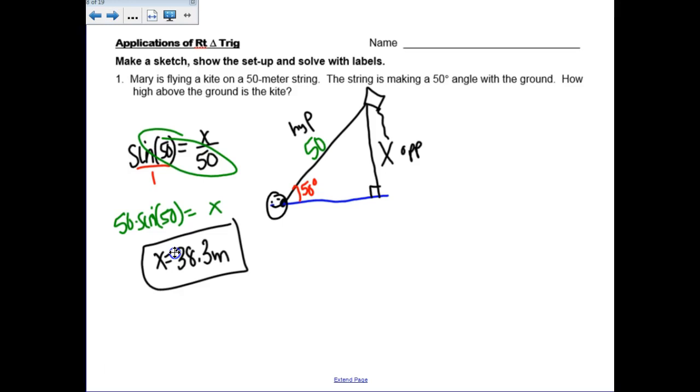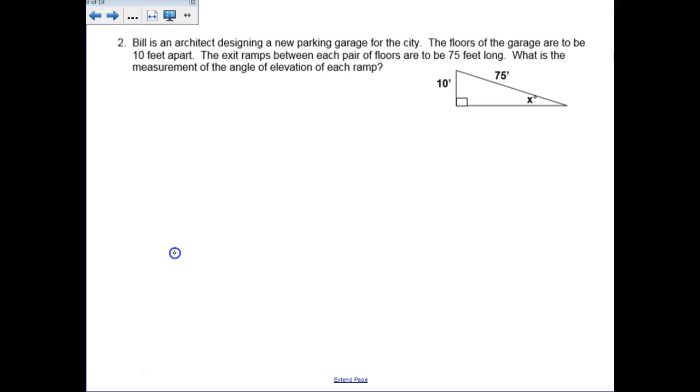All right, let's see what fun problems they're going to ask us next. Oh, Bill the architect, he's back, and he's making a parking garage for the city. So they've already labeled the diagram for you. That's nice. The height between the floors in the parking garage is 10 feet, and the ramp itself here is 75 feet, and they want you to find the angle of elevation.